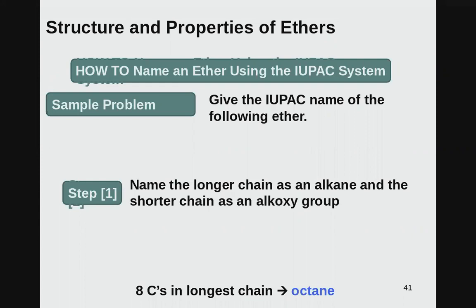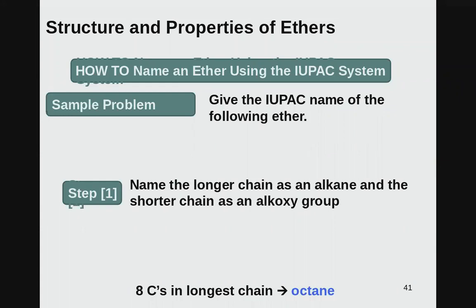So this side versus this side, right? So we have a two-sidedness to this. ROR. So what we're doing is saying, okay, the longer chain will be named as an alkane, and the smaller chain will be called an alkyloxy group. So clearly, 2 carbons, 8 carbons, 8 is bigger than 2. You guys know math. So we have to have the 8 carbon chain be called octane. So that's your first step.